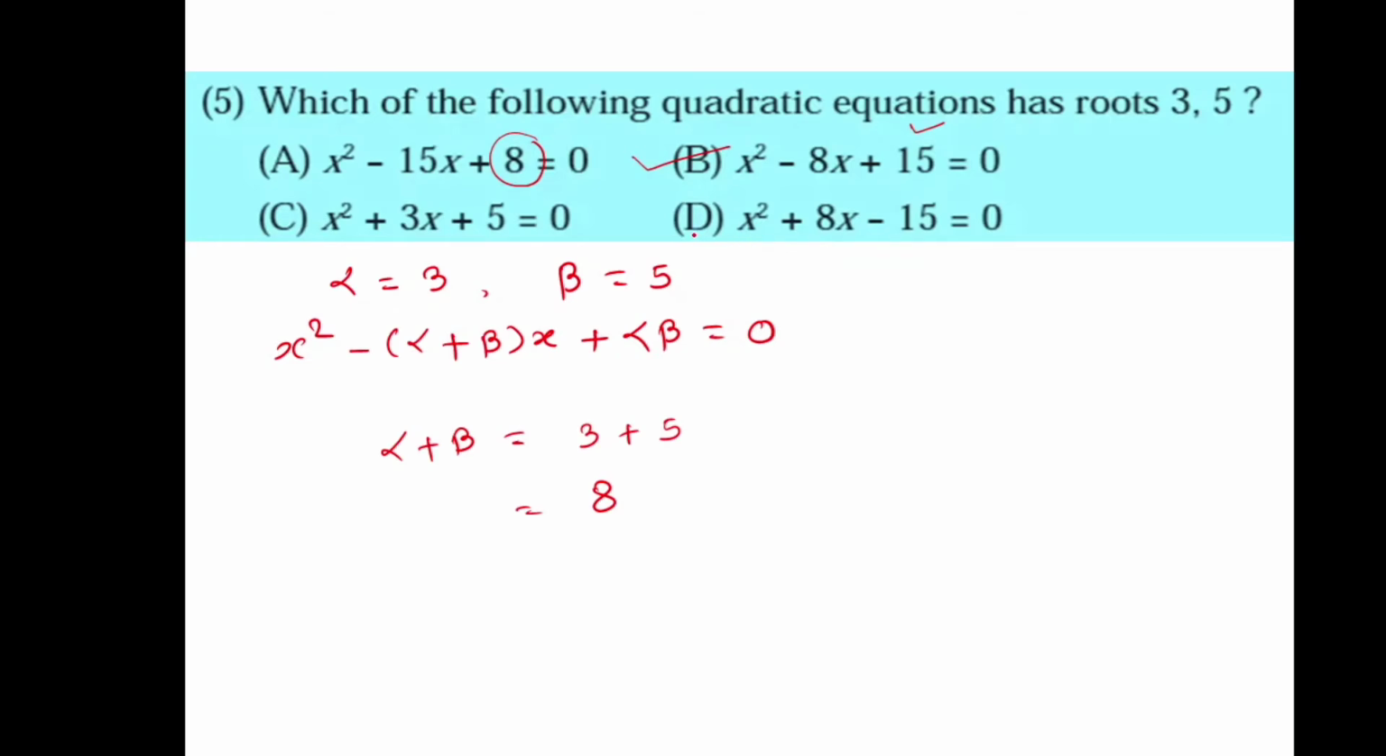Now if we compare option D also, we have x square plus 8x minus 15, but the only difference is about the sign, because we want here the sign of the middle term as minus, for the addition of these two roots. That's why we need here minus 8x, which is there in option B. That's why option B is the correct alternative. That is, 3 and 5 are the roots of the second equation, x square minus 8x plus 15 is equal to 0.